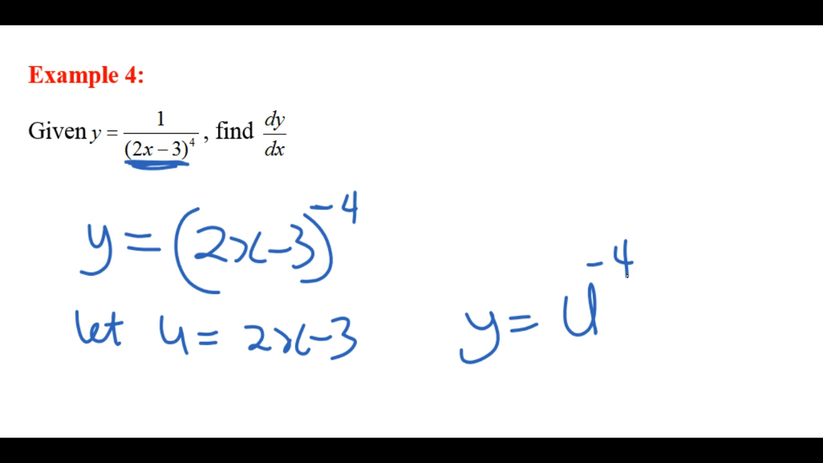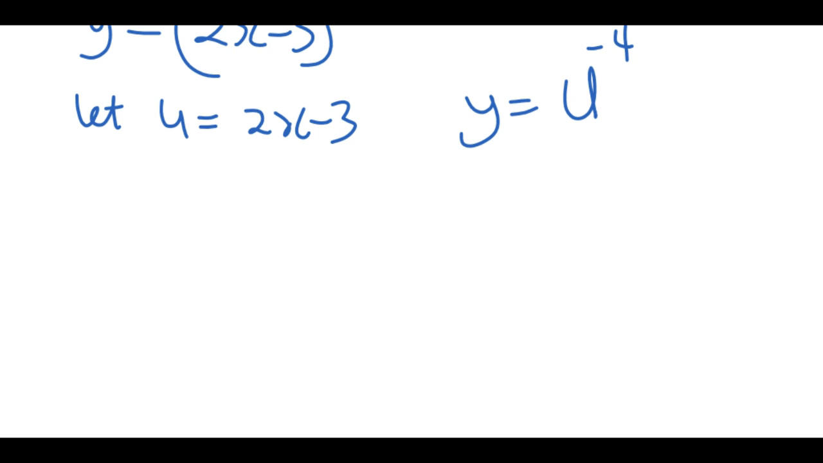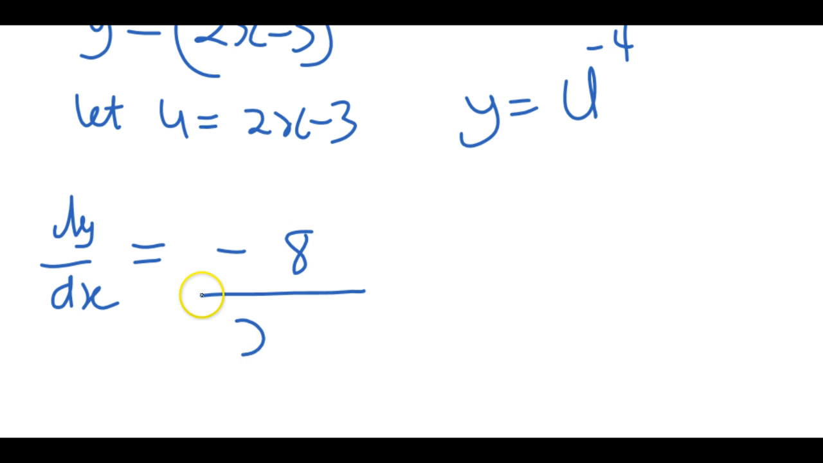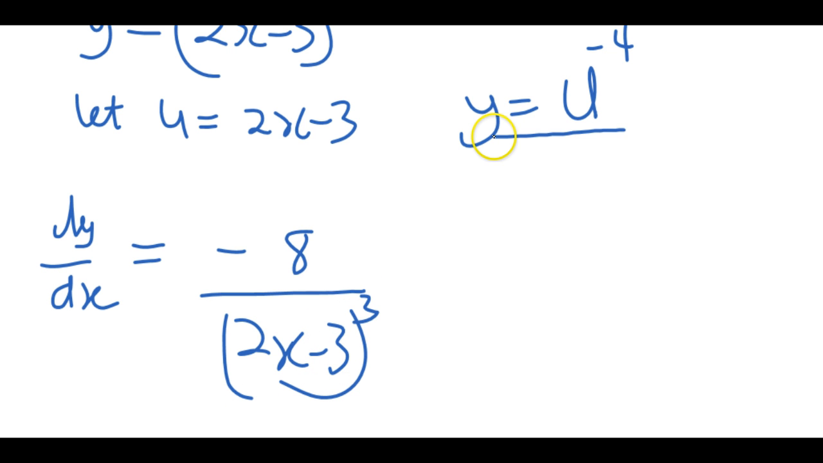If you take your time, you realize that your result will finally give you dy/dx as negative 8 over (2x - 3) to the power 3. So this will be your final result. That means if you differentiate this one and you differentiate this one and you substitute that into the chain rule, this will be your final answer.